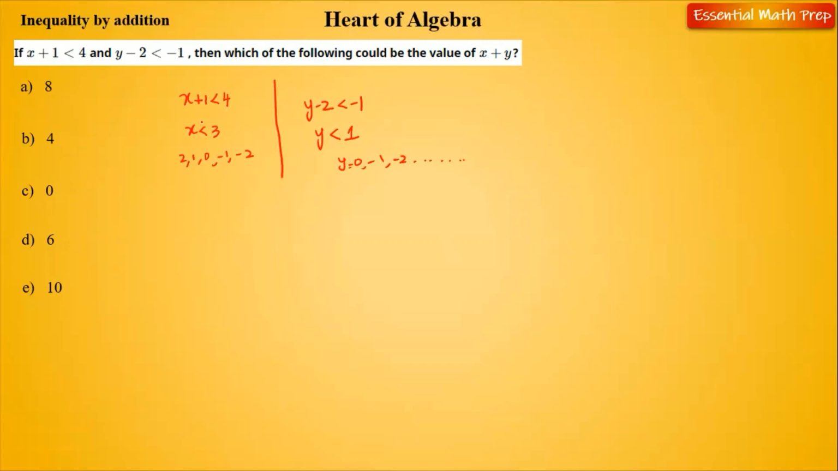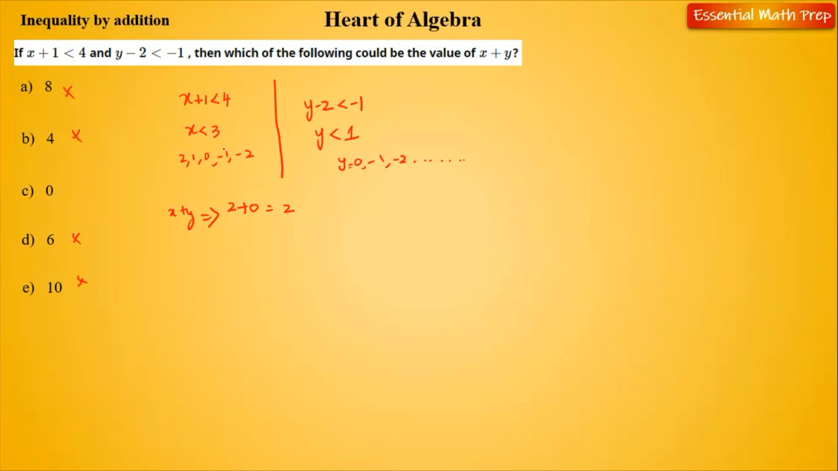So if x is less than 3, if 2 is the maximum you could have, and 0 is the maximum you could have, the most you could even have for x plus y would be a 2. So right away, all these numbers are impossible. You can't have these numbers, right?